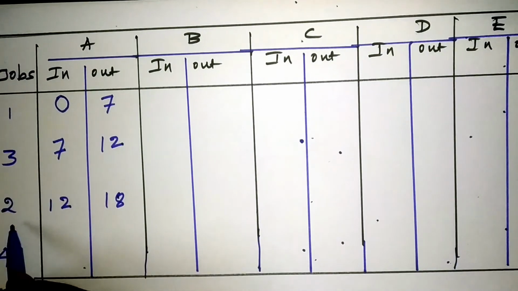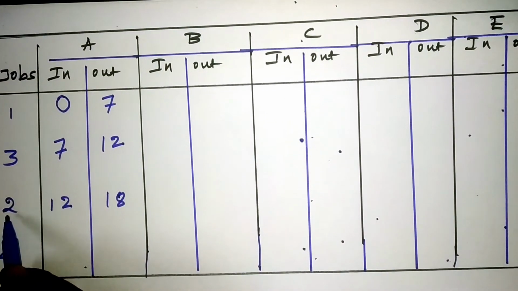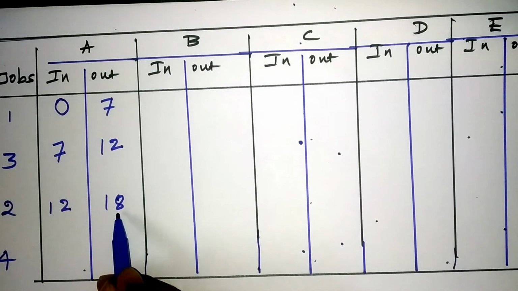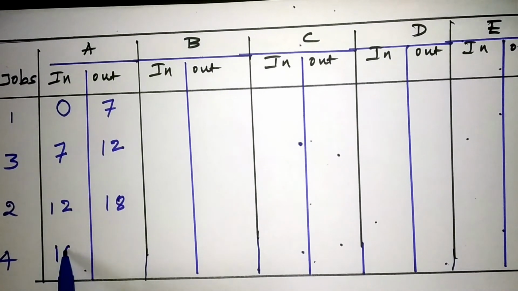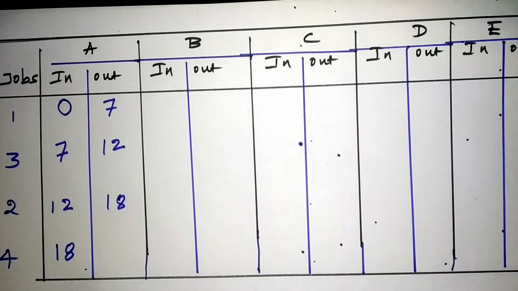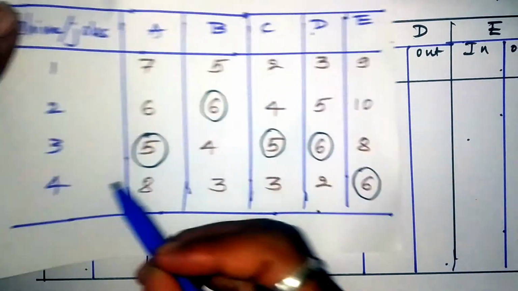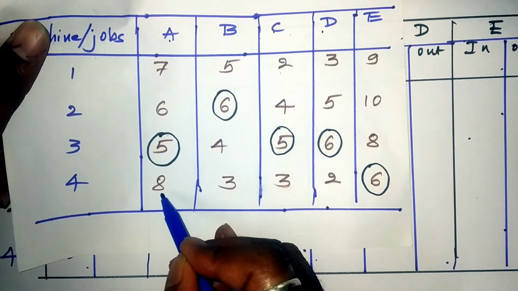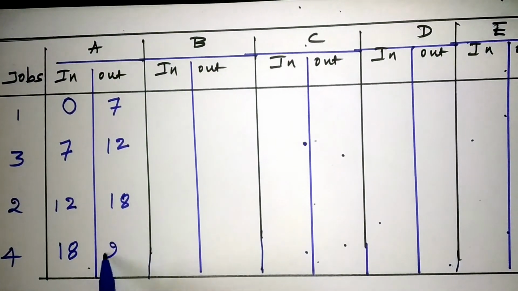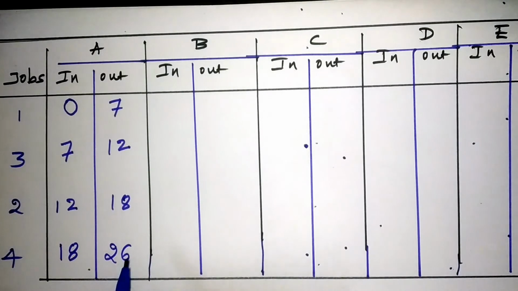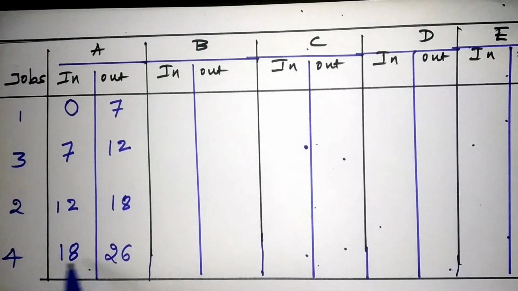Similarly, finally we have the fourth job. The fourth job is going to enter after completing the second one, and my second job is completed at 18. So after 18 hours only, job number 4 is going to enter machine A. So I'll write here 18. The fourth job on machine A will take 8. So when I add 8 to this, I'll get 26. So my 26 is the out time for job number 4.